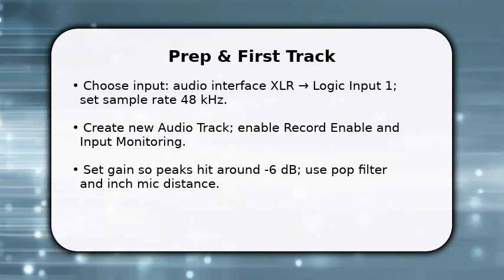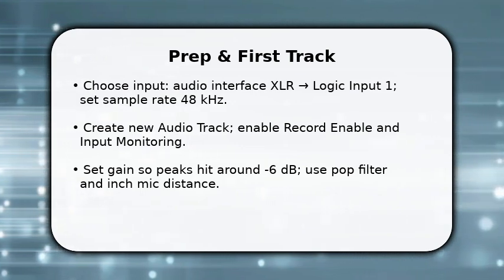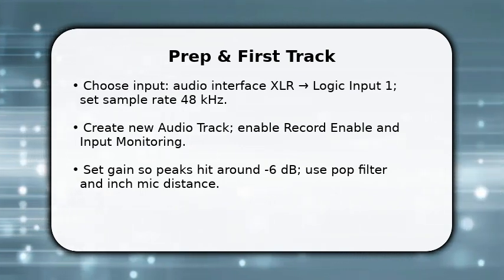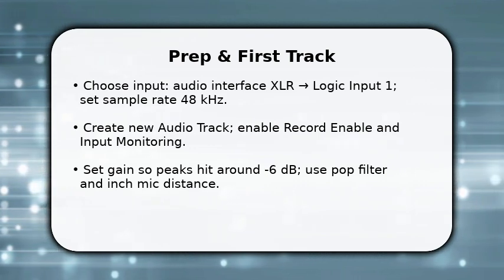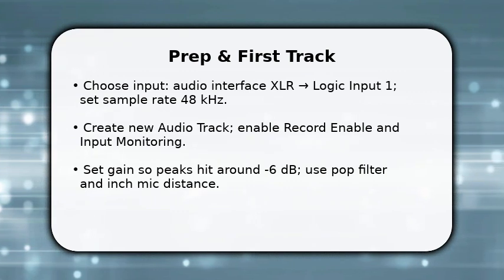Next, check gain on the interface. Aim for peaks around -6 dB to preserve headroom. Place a pop filter and position the mic an inch or two from the singer. This reduces plosives and keeps consistent level.